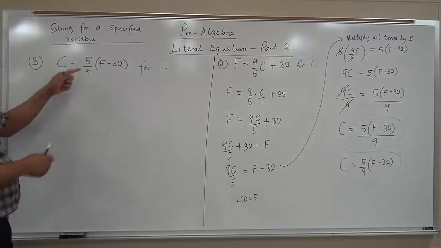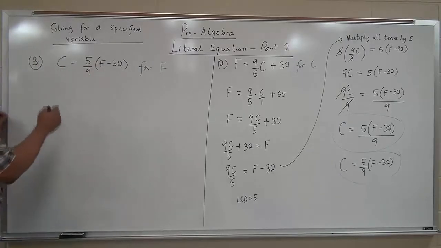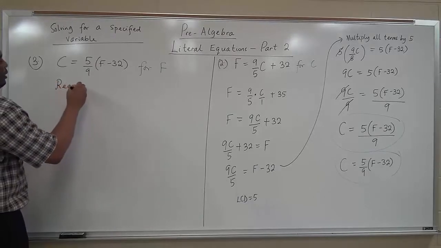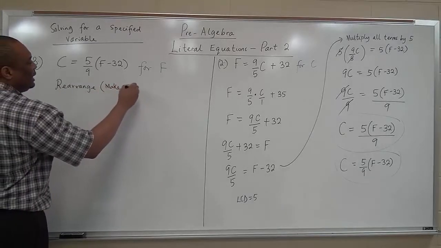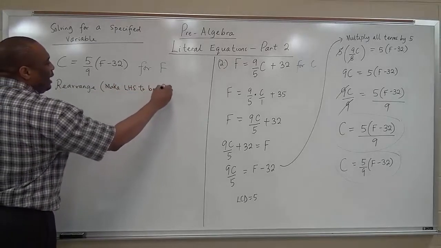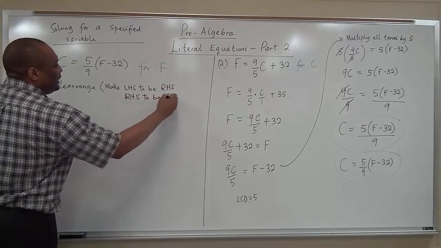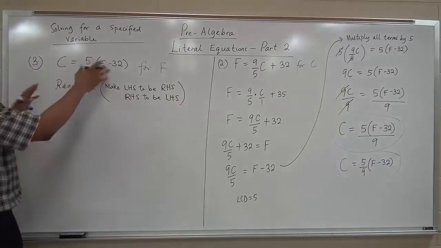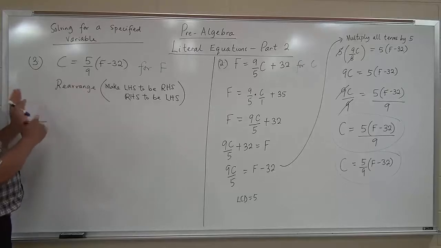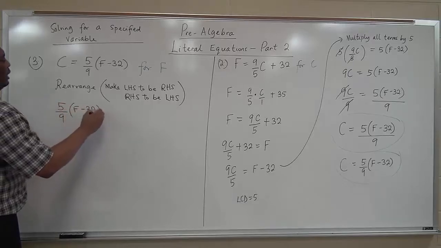Right? Because F is on the right-hand side, we want to rearrange. Okay, we want to rearrange. Make the left-hand side to be the right-hand side, and then the right-hand side to be the left-hand side. So we want to rearrange this. And when we do that, because we are looking for F, it should be on the left-hand side. We have discussed that in previous videos. So this is 5 over 9 times F minus 32 equal to C.